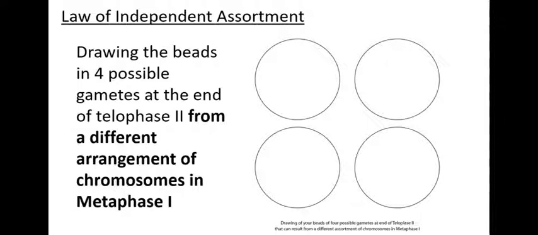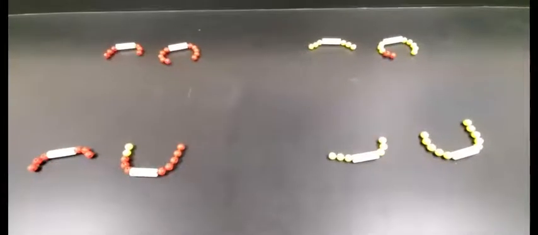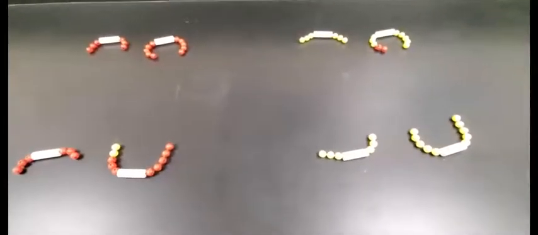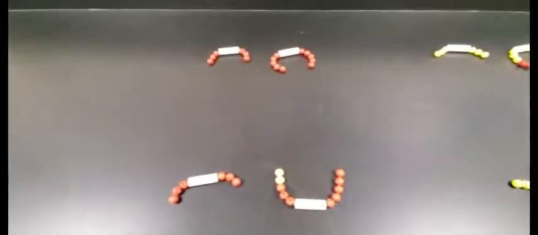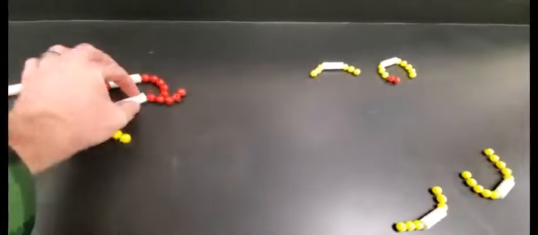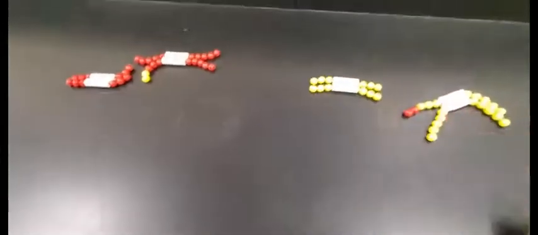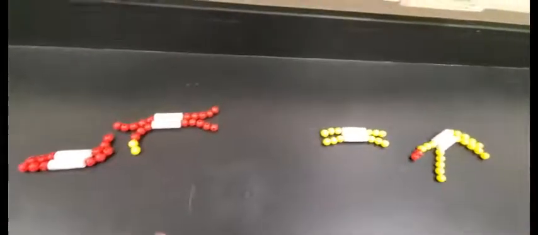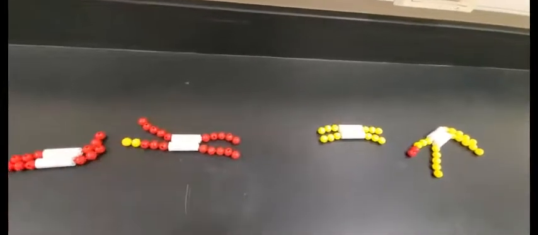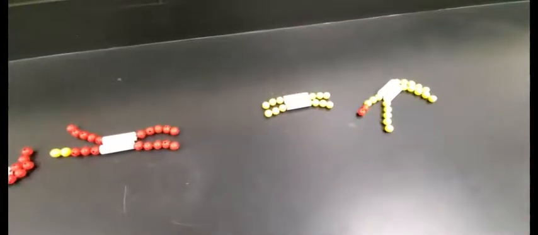So how they line up during metaphase 1 makes a difference in how they end up at the end of this process. So at the end of our first cell division, we ended up with this pattern. And if you look at this, the red ones were grouped on this side and the yellow ones were grouped on this side. And I'm going to back up and go back to metaphase 1, where these guys were lined up. And the way they lined up, all the red ones ended up on one side and the yellow ones ended up on the other side.